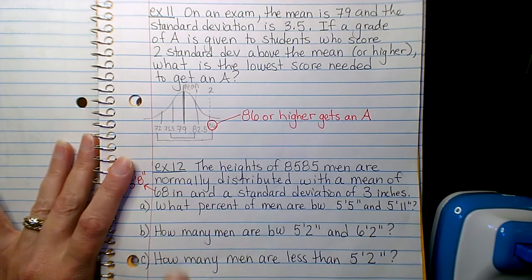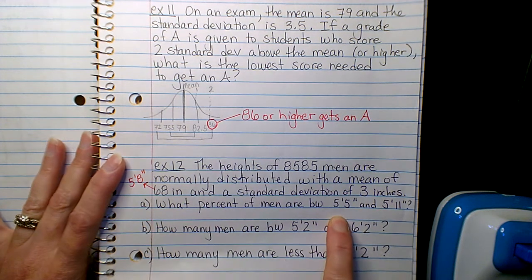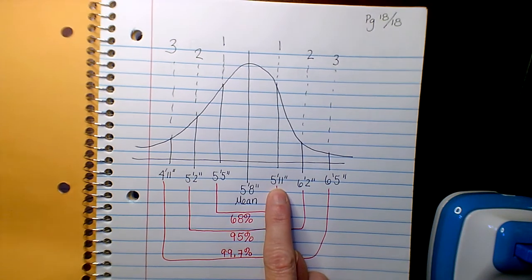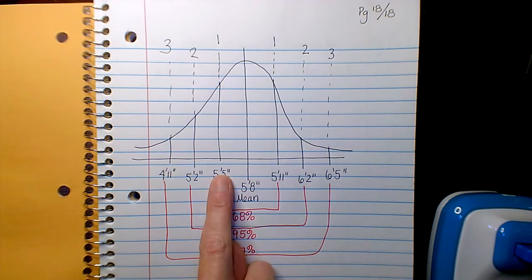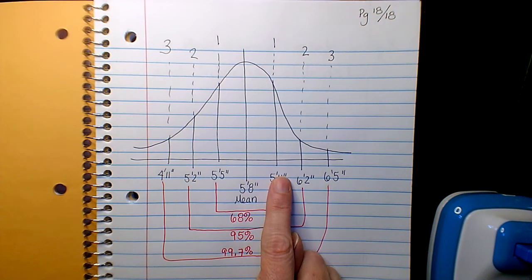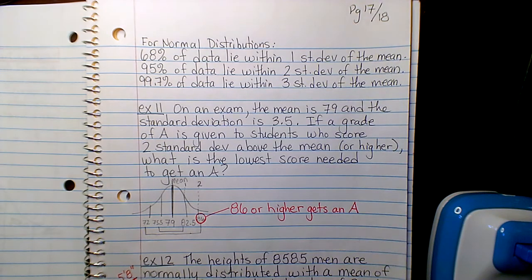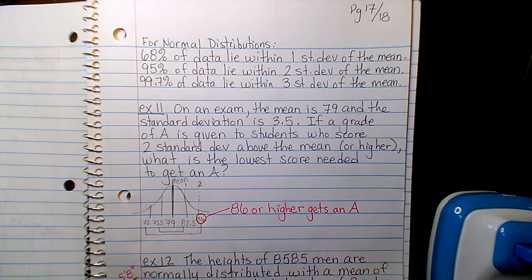Okay, coming back over here. What percent of men are between 5'5" and 5'11"? Between 5'5" and 5'11", that is within one standard deviation. That is one standard deviation added, one standard deviation subtracted. So, what percent? 68%.